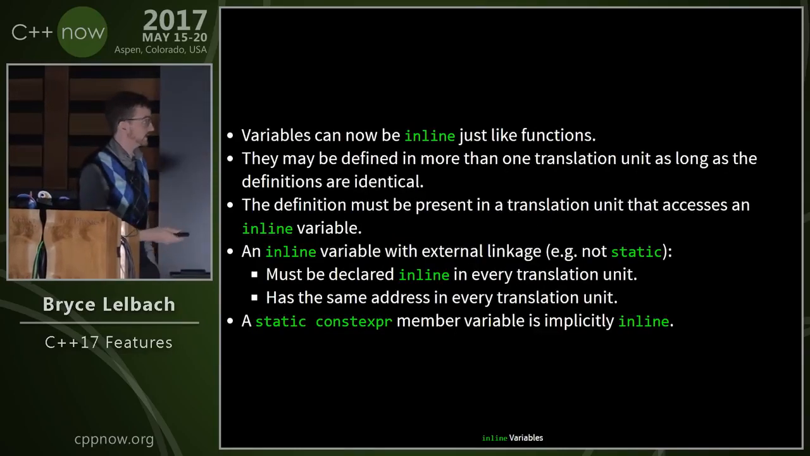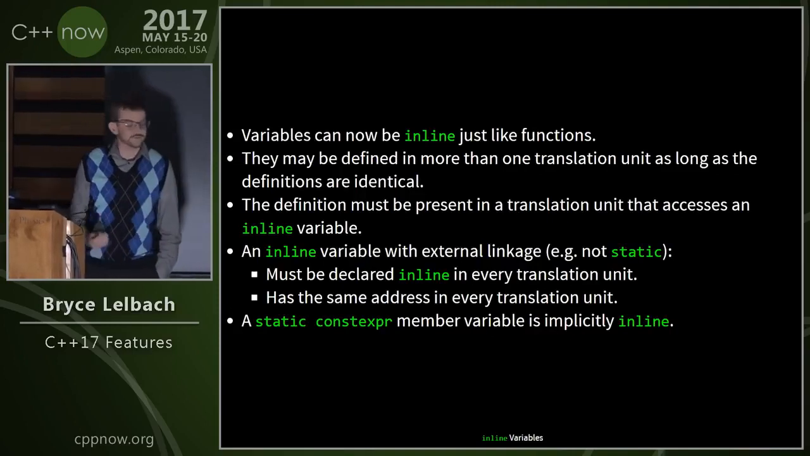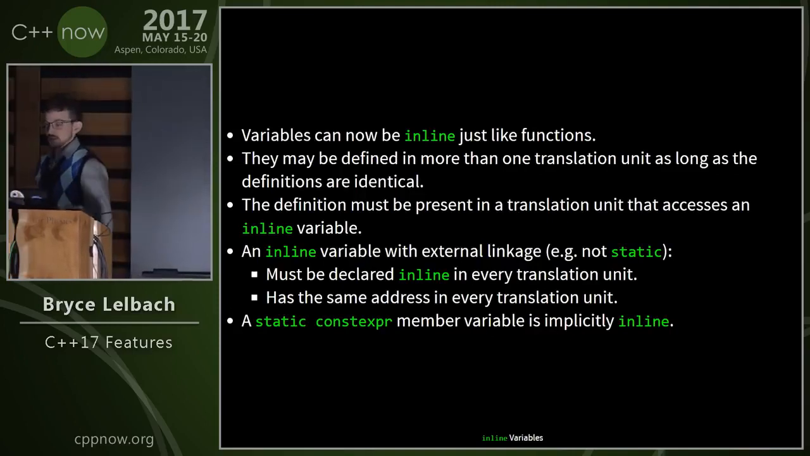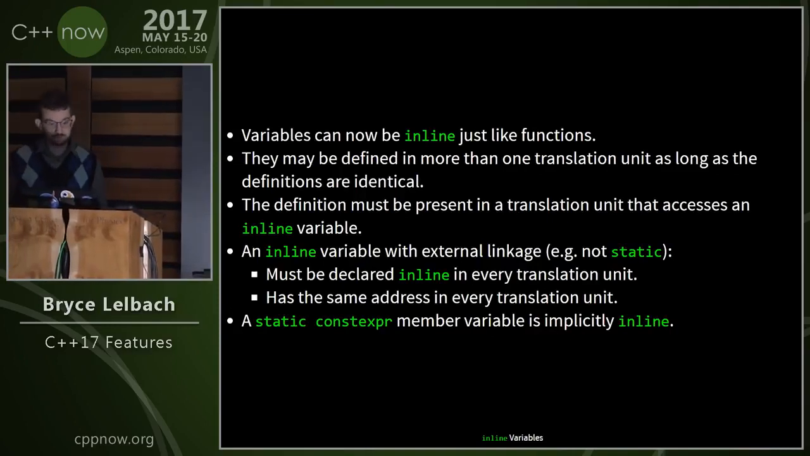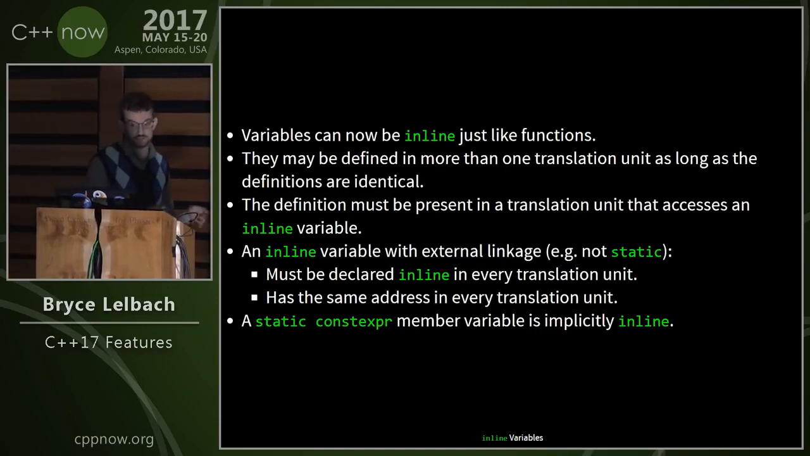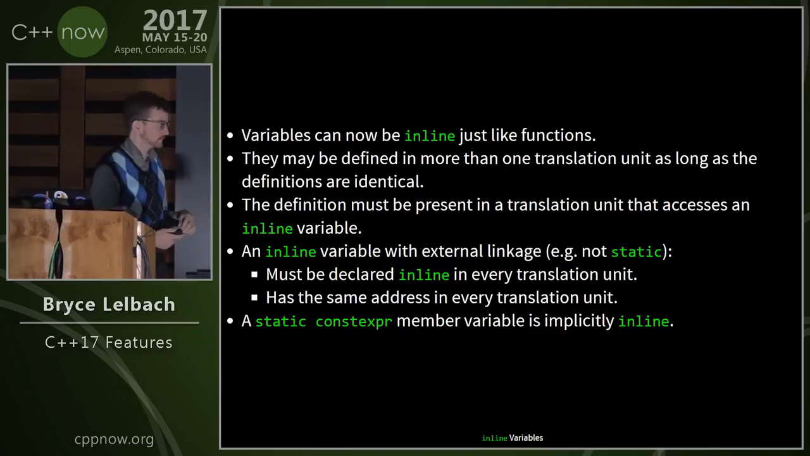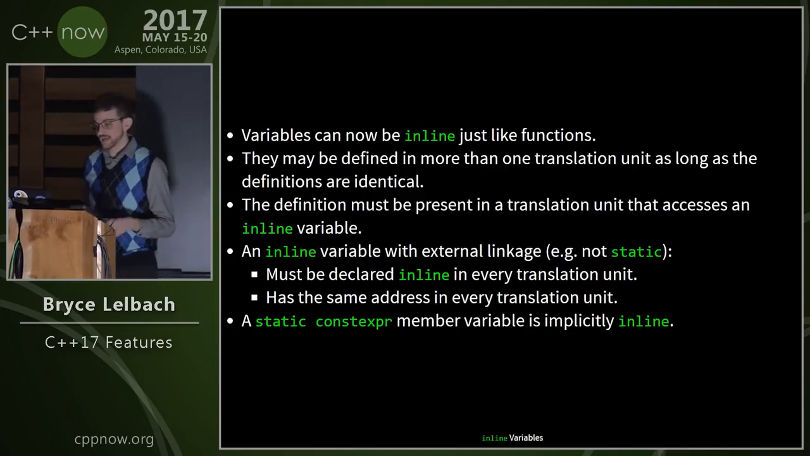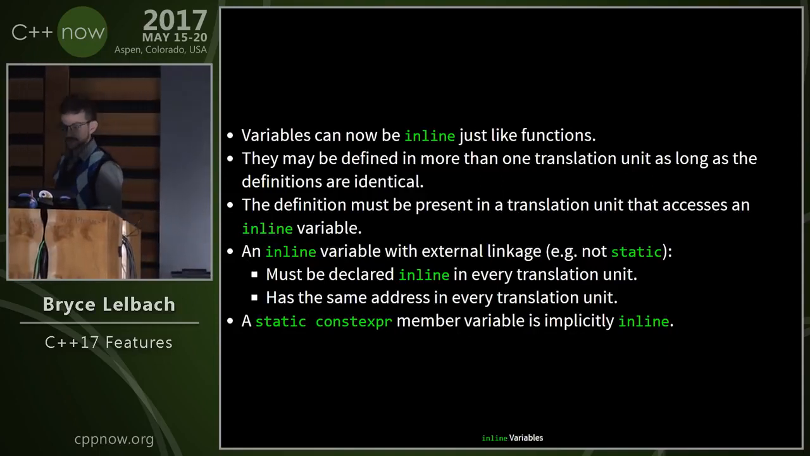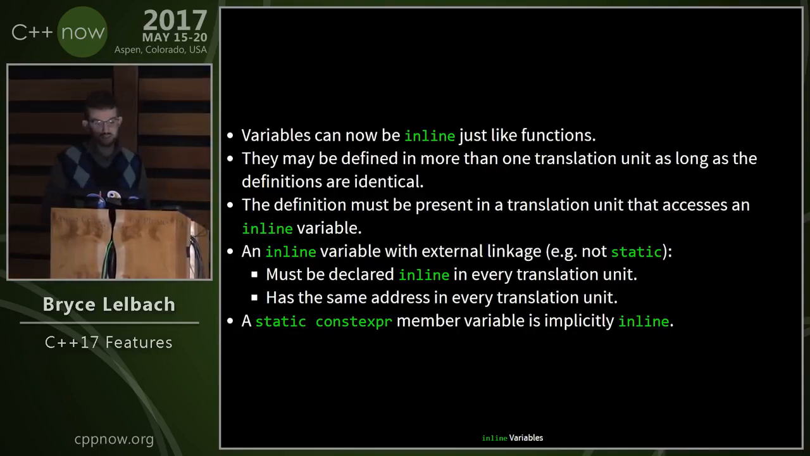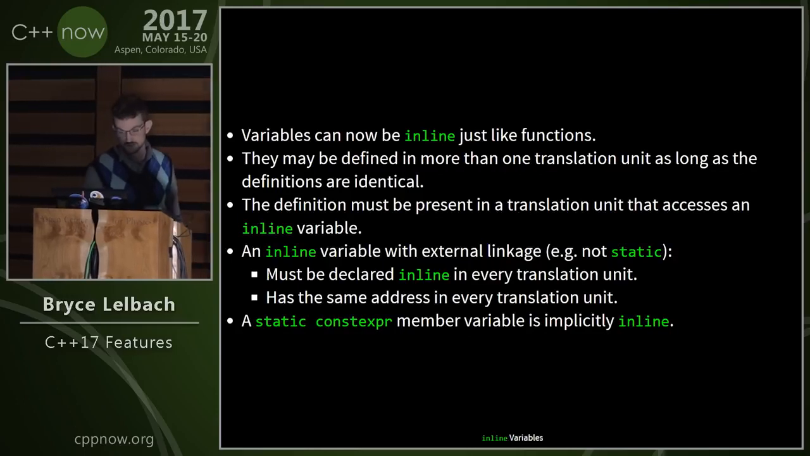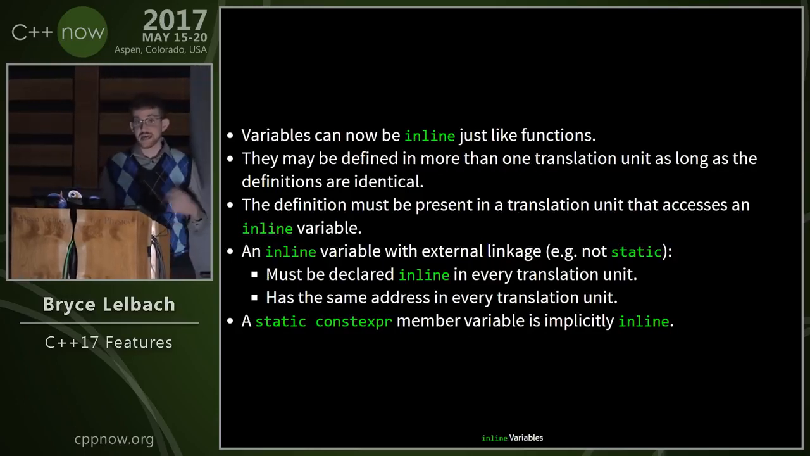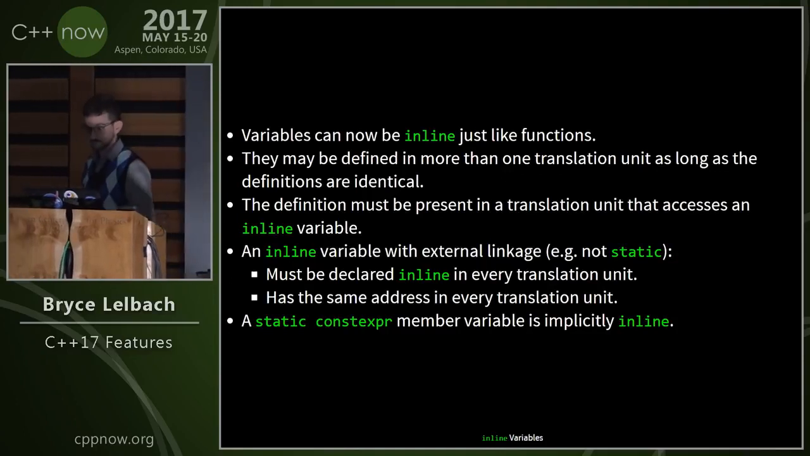Variables can now be inline just like functions. They may be defined in more than one translation unit as long as the definitions are identical. The definitions must be present in a translation unit that accesses an inline variable. And an inline variable can have external linkage, so not static, and it must be declared inline in every translation unit, and it has to have the same address in every translation unit. A static constexpr member variable is implicitly inline in C++17.